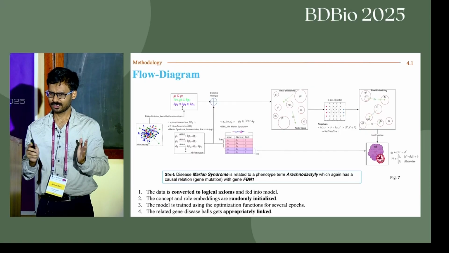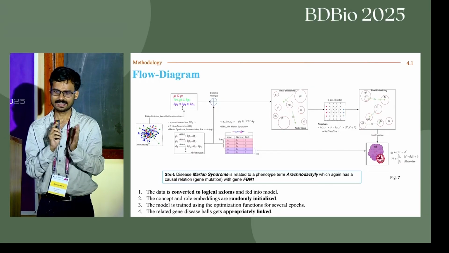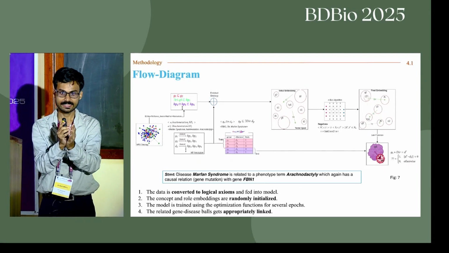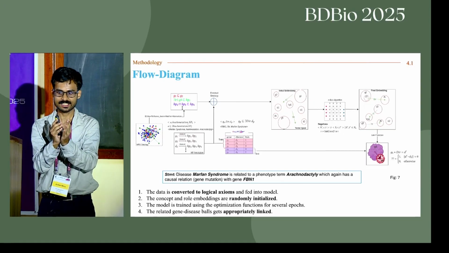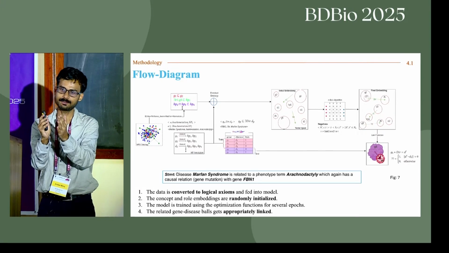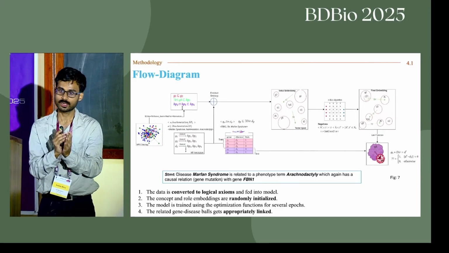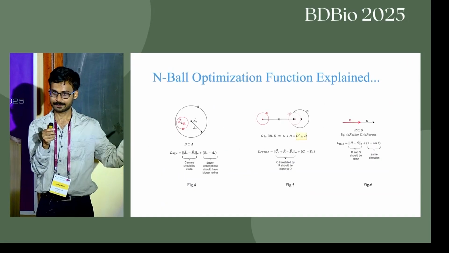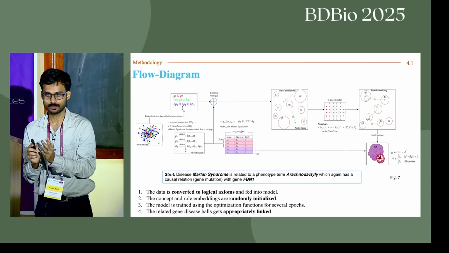So this is the overall architecture diagram that we have designed. It's very simple. First we take the ontology in OWL format and convert it into description logic axioms. Then from the description logic axioms we take the concepts and the relations and randomly initialize them in vector space. Then we train a neural network model based on all those optimization functions which we discussed in the previous slides. There are some more, and the embeddings reach their final value.